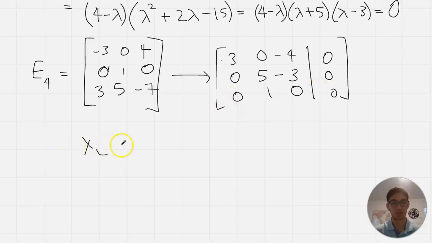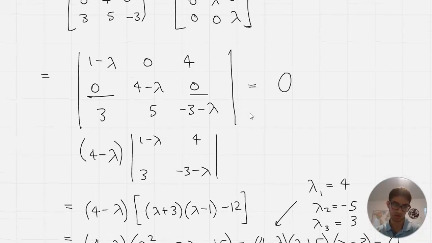We know that x2 is equal to 0. The pen is really bad, sorry about that. Which means x3 is equal to 0. Right? And if that's the case, wait, is that correct? Let me just check actually.